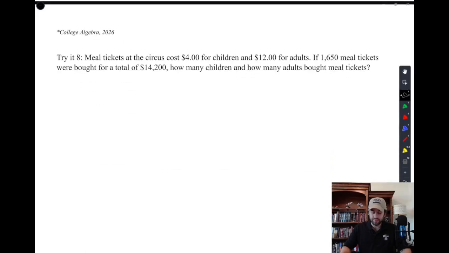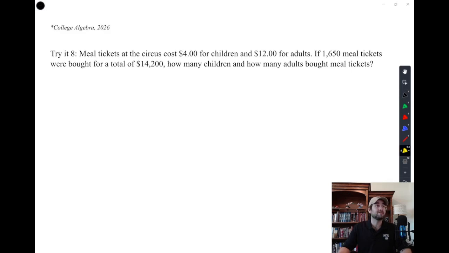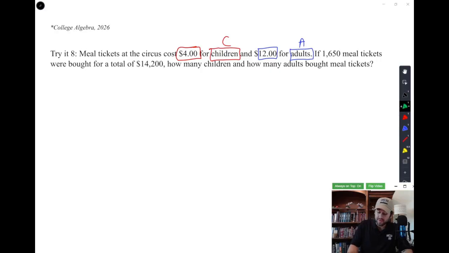So you're going to a circus, and tickets cost a certain amount of money. So I'm going to color code this. For children, which I'm going to call C, they're $4. And for adults, which I'm going to call A, they're $12. And so what I know is I need to figure out how many children and how many adults there are. And it gives us a total number where it says 1,650 tickets were bought. And the total cost, which was $14,200.